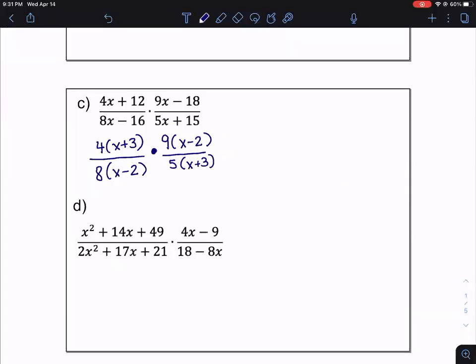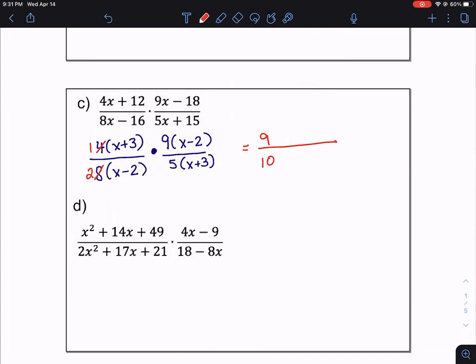Now, I'm going to start with my numbers first. So 4 and 8 happen to have 4 in common. 9 and 5 have nothing in common. So for the numbers or the coefficients, I will just have 9 over 10.